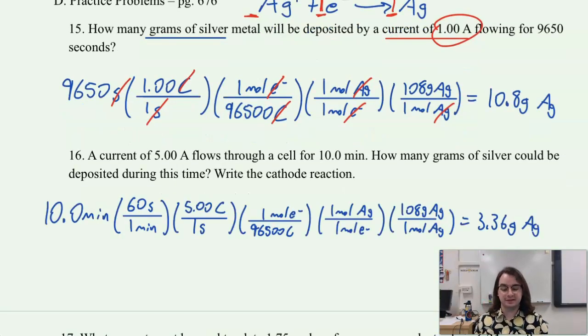All right, hopefully this is what you did. It's very similar to the previous step, except now instead of 1 amp, I have 5 amps, and I started in minutes. So I have to take minutes and get them into seconds first. And then as soon as I'm in seconds, I just run through it the same way I had before. So let's make sure that we're all on the same page. Minutes go to seconds, seconds go to coulombs, coulombs go to moles of electrons, go to silver moles, go to grams, just like that. It's really just long form unit conversions. It's not anything that you haven't seen before. You just have to know what units to use to convert into what you want.